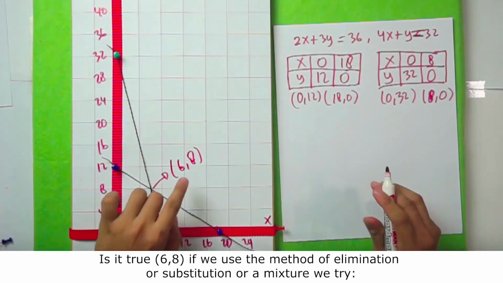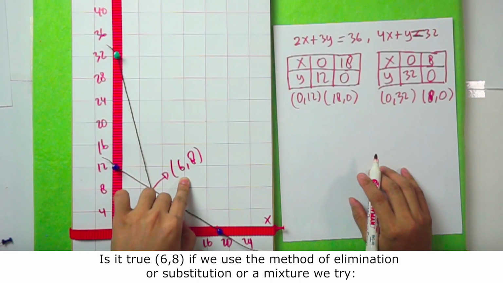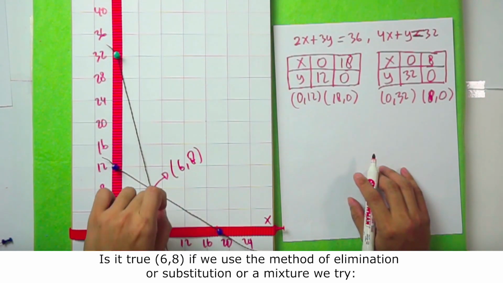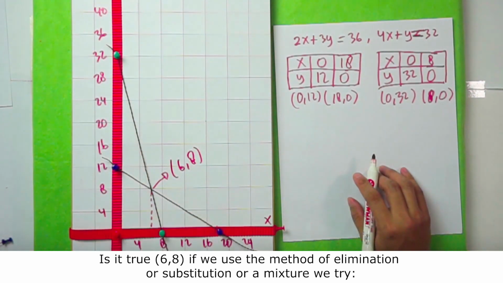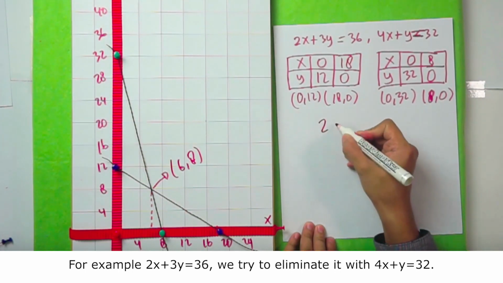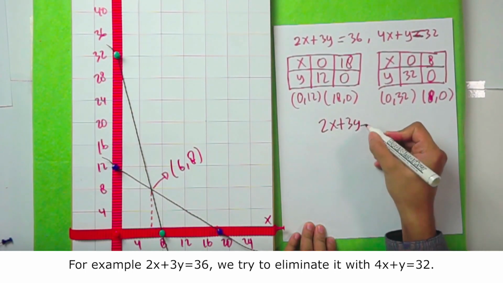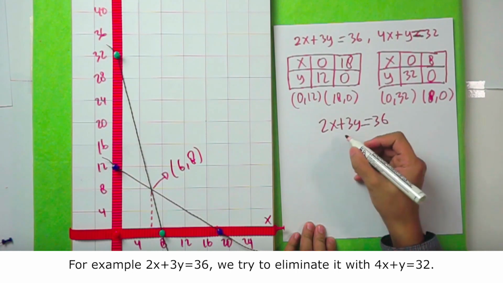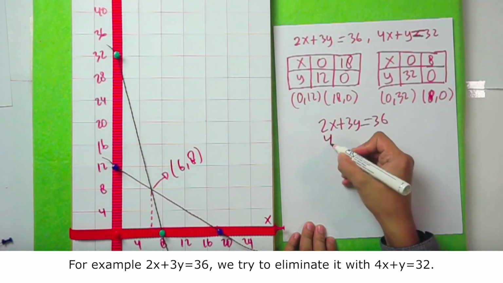Is it true? 6, 8? If we use the method of elimination or substitution or a mixture, let's try. For example, 2x plus 3y equals 36. We try to eliminate it with 4x plus y equals 32.